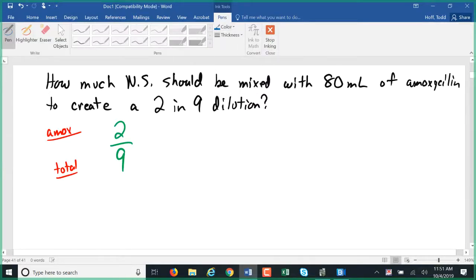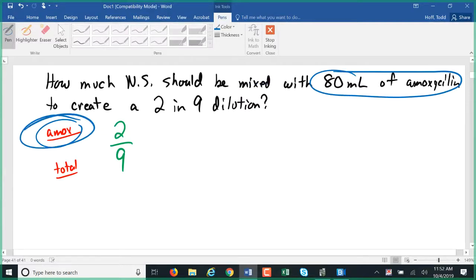What we're working with here, do we either have the amount of the amoxicillin or are we looking for the amount of amoxicillin? We have the amount of amoxicillin, 80 milliliters. So we have that. That's what we're going to need. We're going to keep that. Do we have the amount of total solution? No, we don't. Are we looking for the amount of total solution? No. We're looking for the amount of saline.